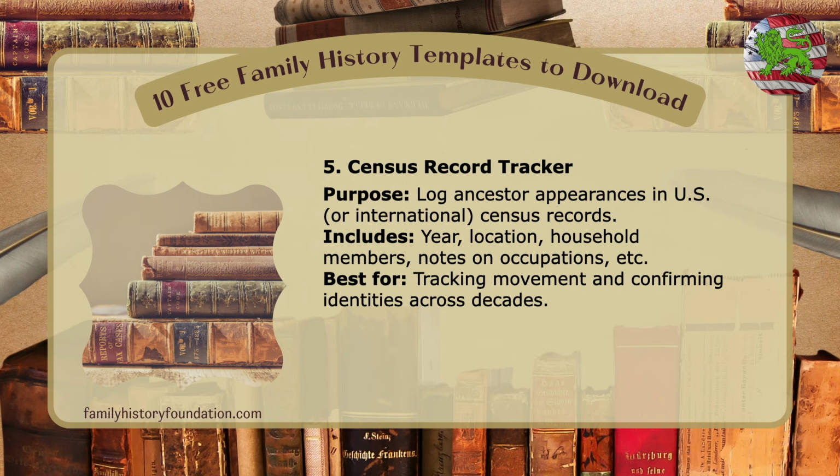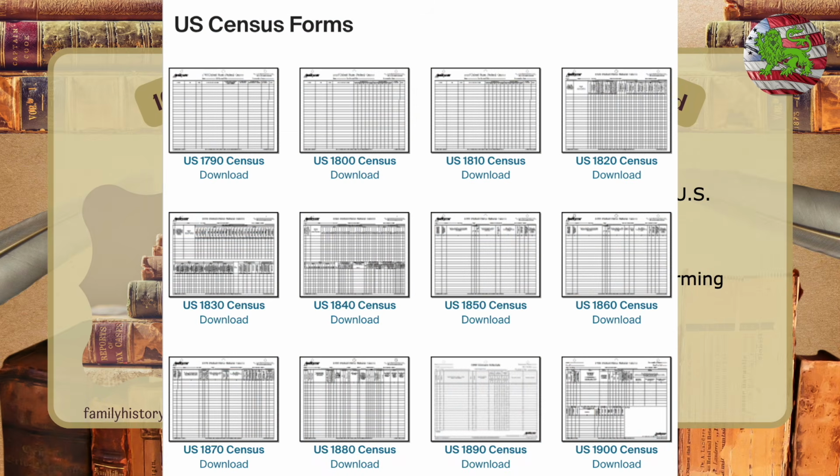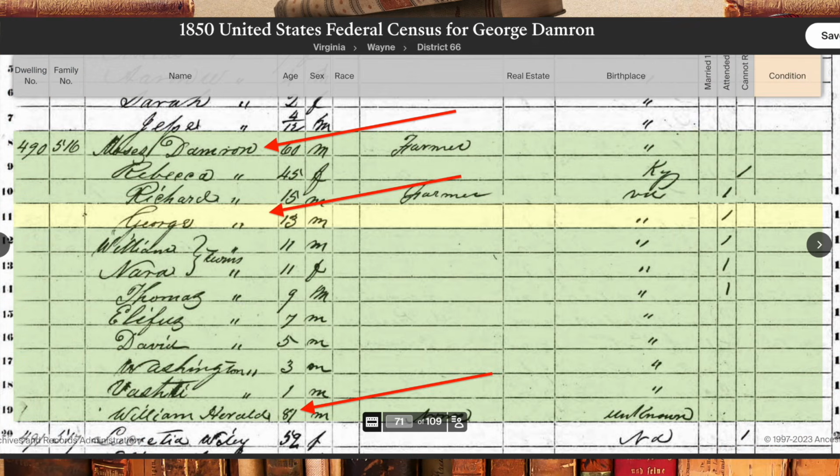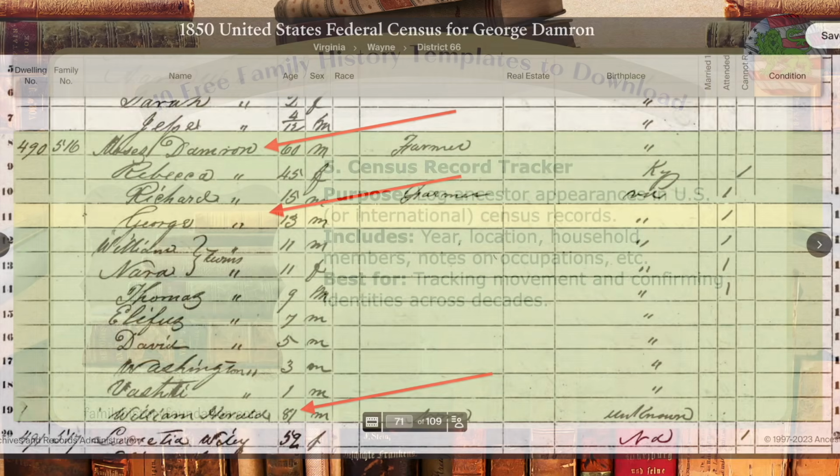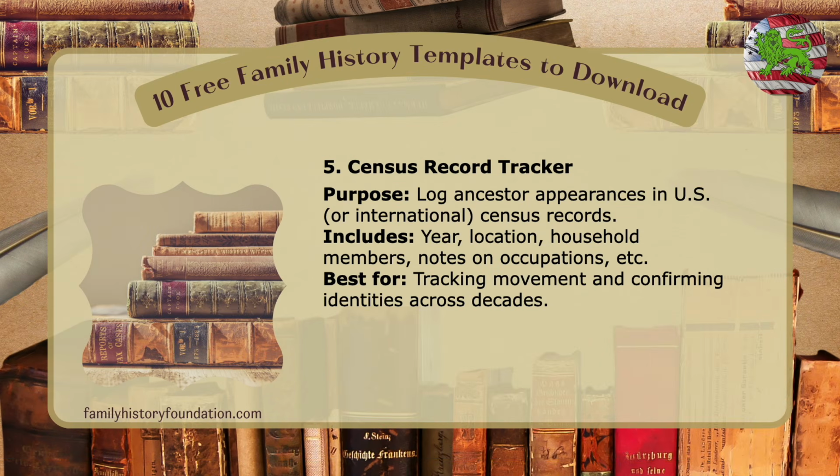Number 5, census record trackers. This is for logging between census years. There's a nice one from RootsWeb, and I've given you blank census forms. From Ancestry, they have a site, buried deep in their website, where they have all of the blank census forms. This is kind of cool. You can use that to write in whatever you want. And then there's an article describing it, also on Ancestry. So census trackers, and you can use timeline worksheets or research logs to track census records as well, if you want to.